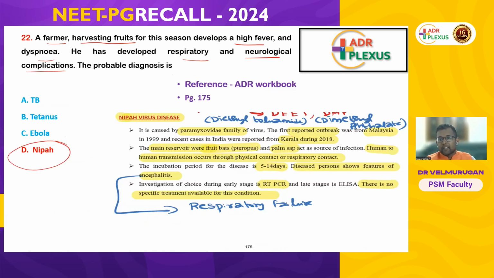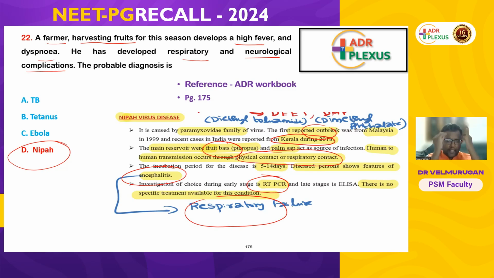So Nipah virus disease. The recent outbreak you can also remember in 2018 in Kerala, Nipah virus disease, mainly encephalitis. Investigation of choice, RT-PCR, no specific treatment. They mainly die of respiratory failure, mainly from the fruit bats. Human to human transmission occurs mainly through the respiratory route or physical contact. There's a movie on Amazon Prime you can watch, the movie name is Virus. It is a Malayalam movie that nicely depicts this Nipah virus.